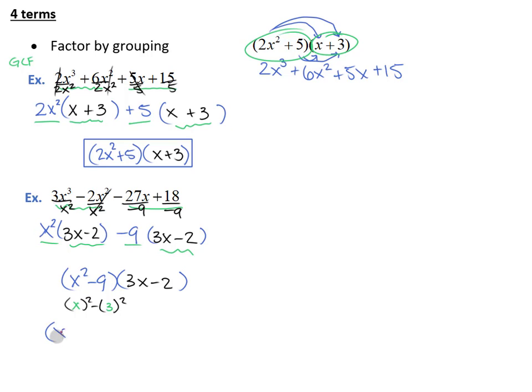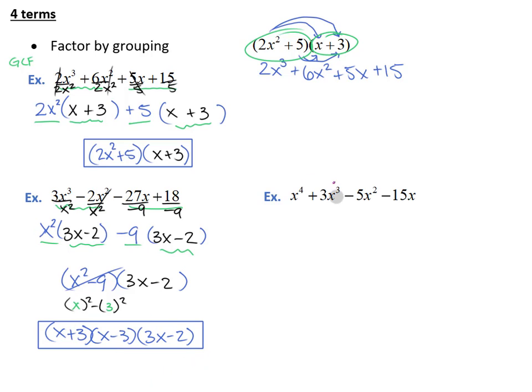So this would factor as x plus 3 and x minus 3. So we've essentially broken that factor down further. And we still have the 3x minus 2 that we took out earlier. So we end up getting these 3 factors in the end by using grouping. Okay, let's do one more just for good measure here.